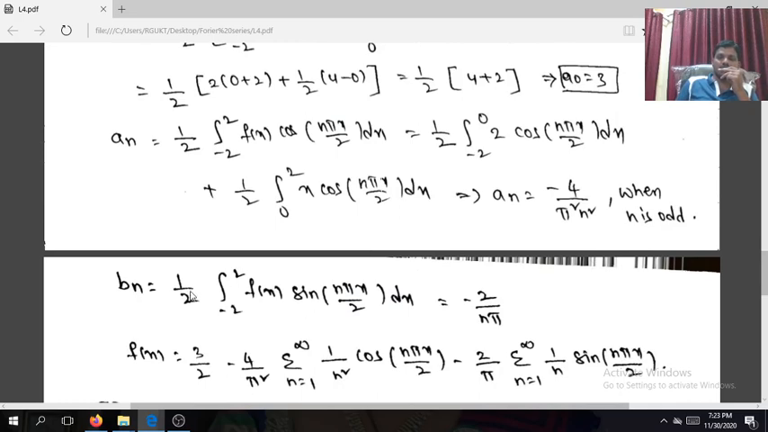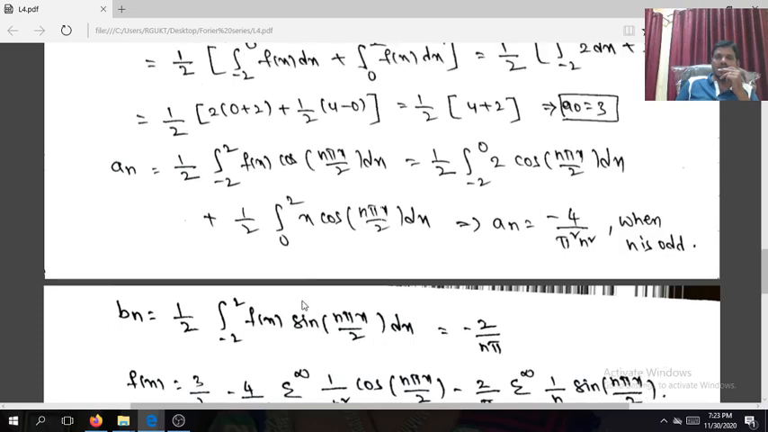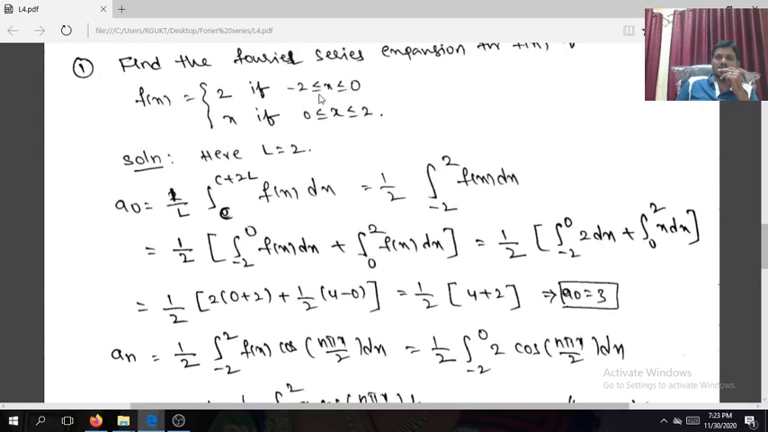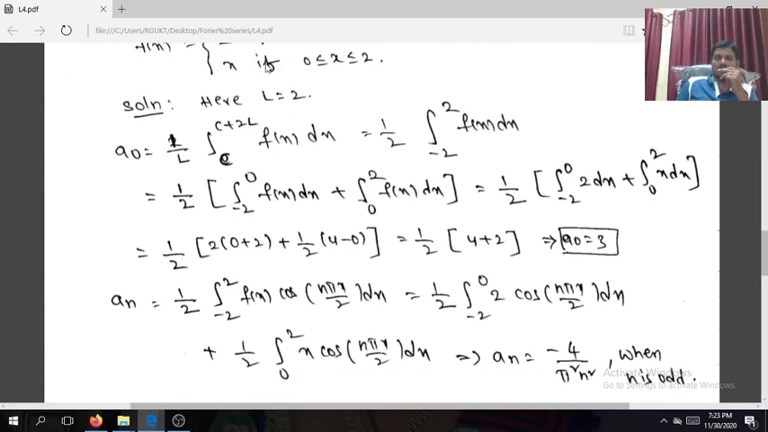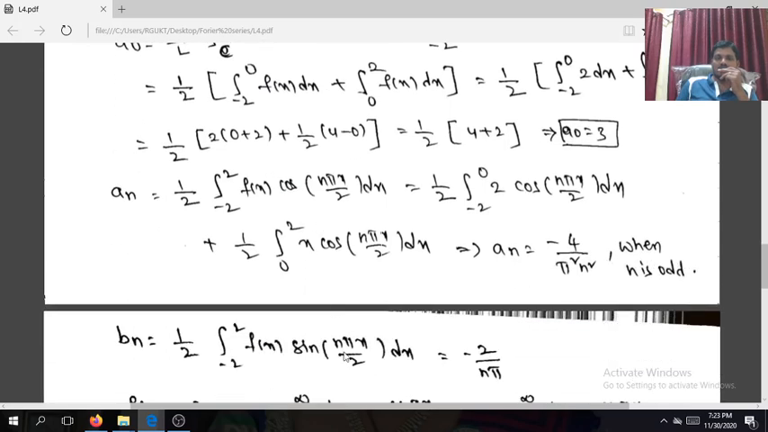Next, bn is equal to, this is the formula: bn is the integral from minus 2 to 2 of f of x sin(n pi x / 2) dx. F of x is equal to 2 if x lies between minus 2 and 0, and x if x lies between 0 and 2. In the same fashion, if you find bn, please verify whether these answers are correct or not.